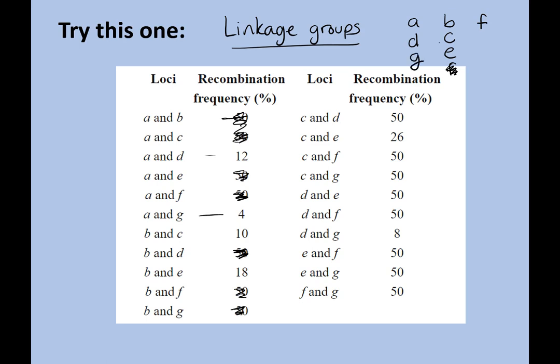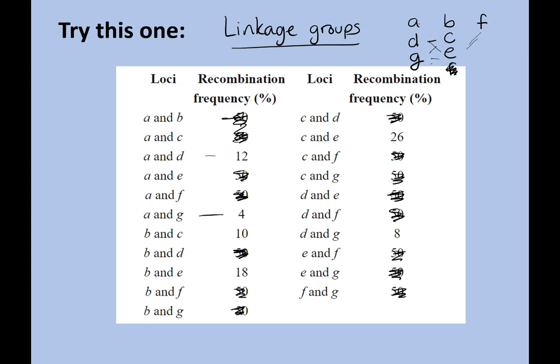C and D are not linked, which I already have right here. C and F are not linked. Well, I know that because I put F in its own group. C and G are not linked. Yep. D and E are not linked. Yep. D and F are not linked. Yep. E and F are not linked, and E and G are not linked. Oh, sorry, E and G and F and G. All right, so I've got some linkage groups here.